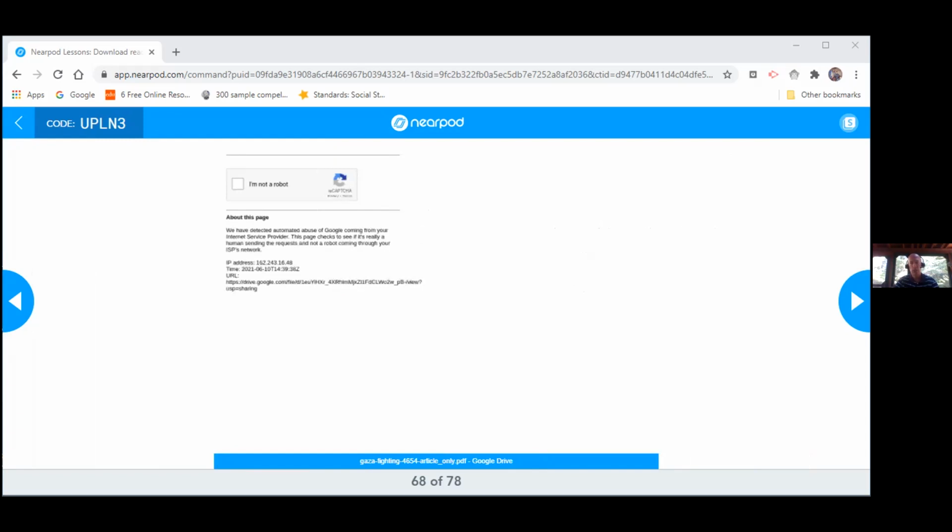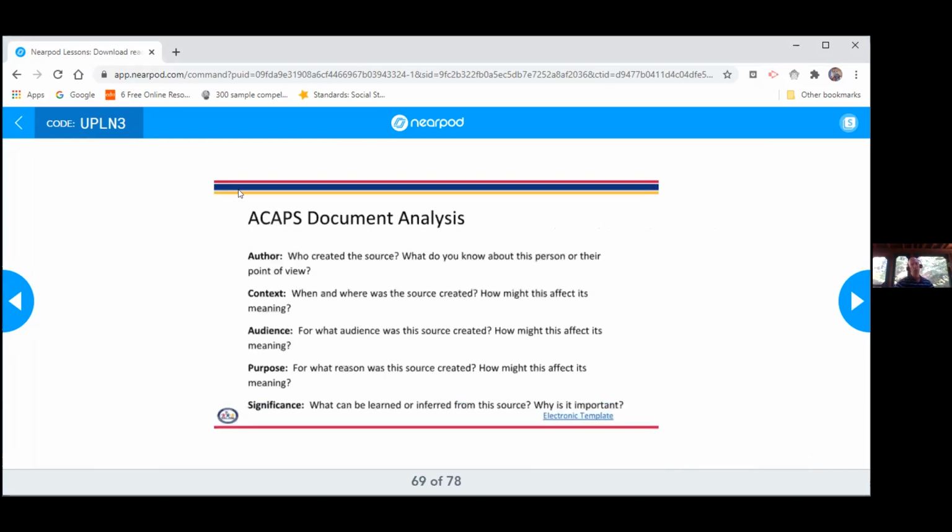And then, so this is the article. You could actually click that on, but we'll send this out so you don't have to do it now. And then here's ACAPS. So looking at the author, the context, the audience, the purpose, and significance. And I already put the ACAPS template in the chat for you all. And that's an AVID structure. I used it with my 6th graders a lot.